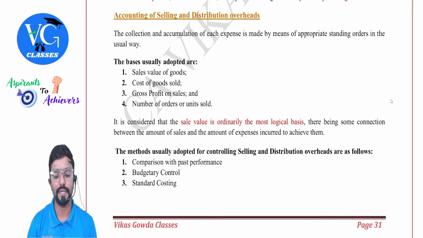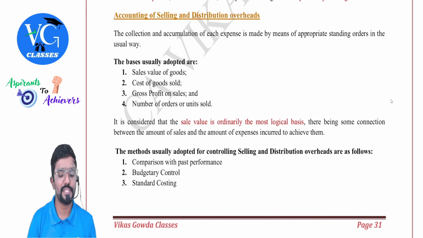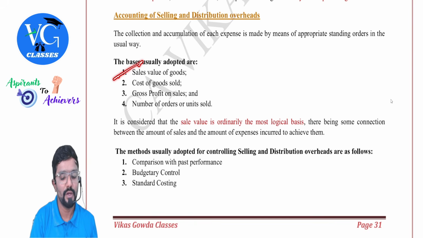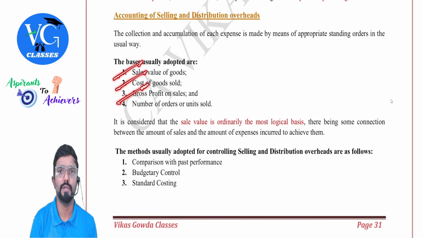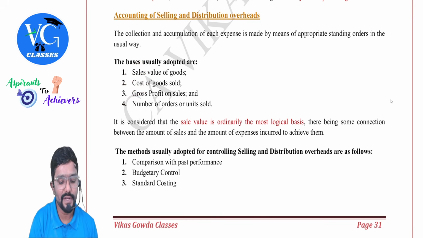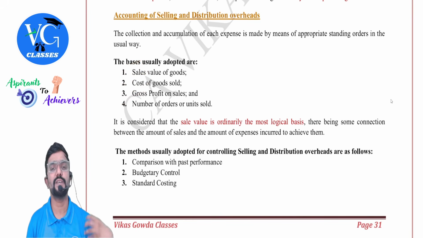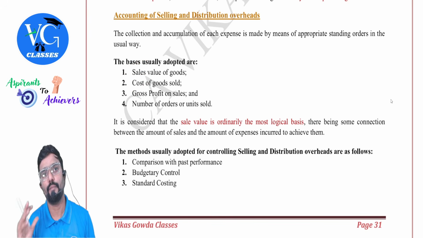How do we account for it? Guys, the selling and distribution overhead amount we can decide based on either the sale value of goods or cost of goods sold or gross profit. Gross profit, how do we get it? Sales minus cost of goods sold. We need to take a percentage of that, or the number of orders or units sold. The most suitable one is the sale value of goods. Why, sir? Because the selling and distribution overhead depends on the sale of the product.